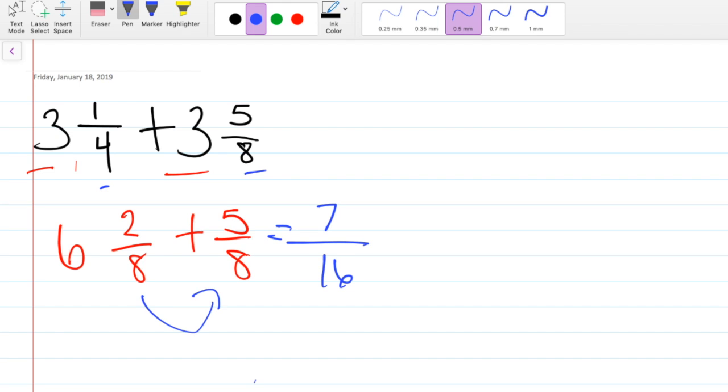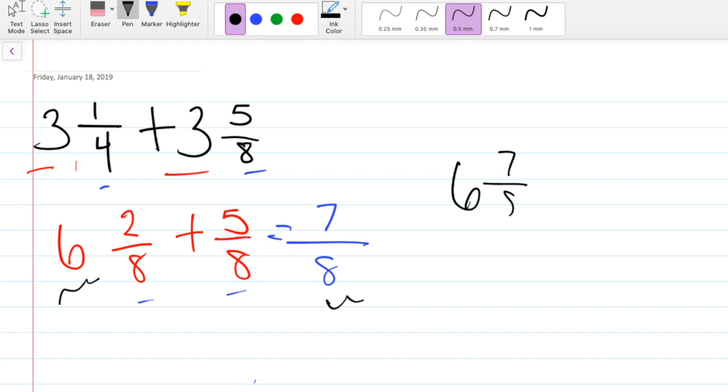No, right? Why not? Just like I said in the last example, when you're adding fractions, you leave the denominators exactly how they are. You do not add them. You have an 8 here, you have an 8 here, now you have an 8 here. So your final answer is just going to be the 6 that you found originally and 7/8. Just like that. 6 and 7 over 8.